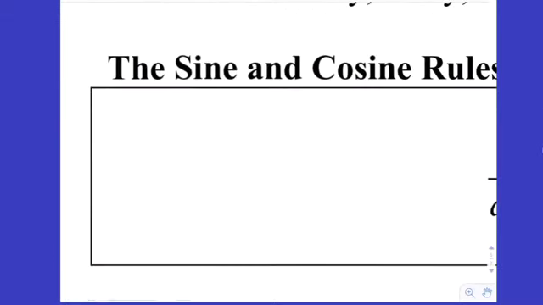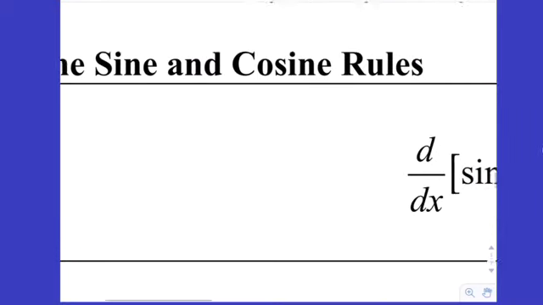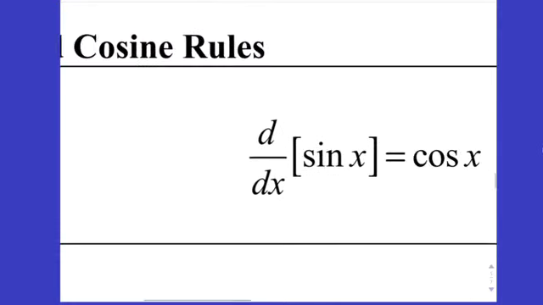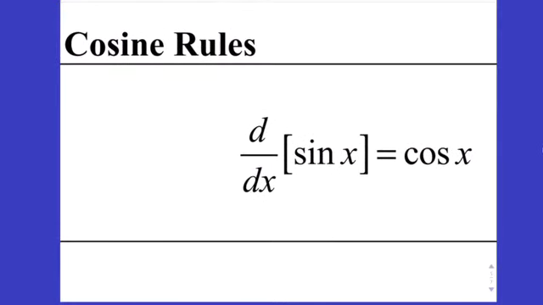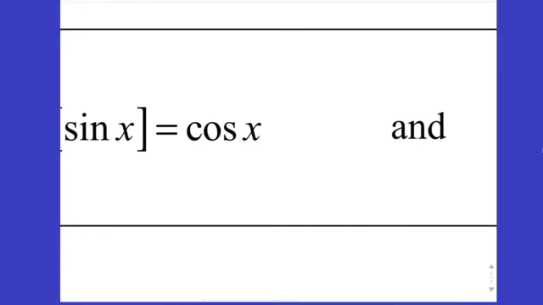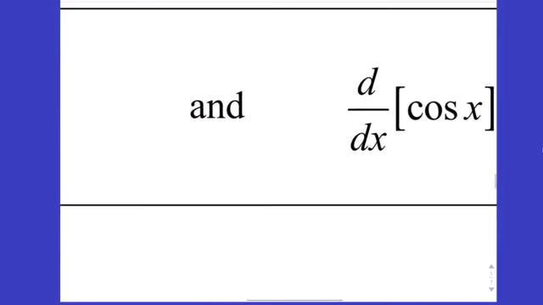So I call these the sine and cosine rules, which is a pretty good name for rules that help you remember the derivative of sine and cosine. So here's the first rule. I'll call it the sine rule. The derivative with respect to x of sine of x is, guess what? Cosine of x. That was a good guess. Not a bad guess. Cosine was correct, though. What's the derivative of sine? Cosine. Sweet. And what's the derivative of cosine?